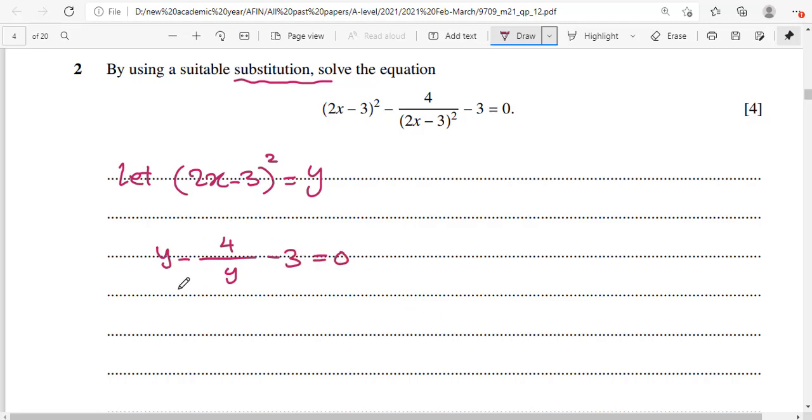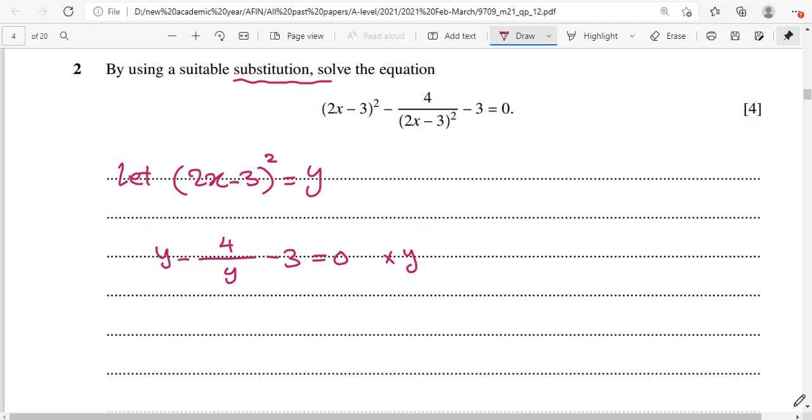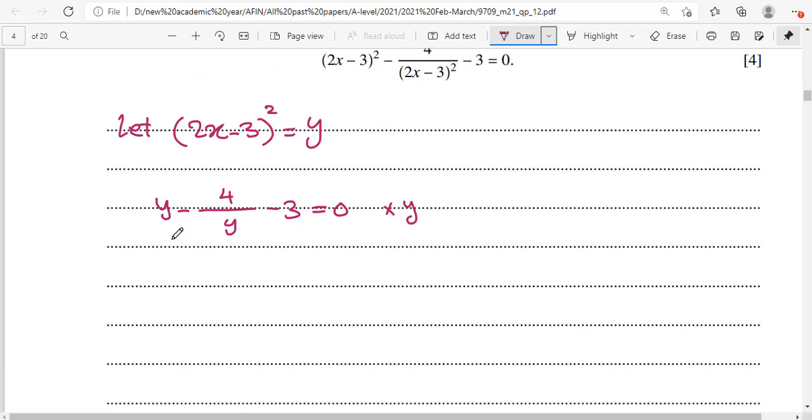Okay, in order to solve this, we need to have common denominators or multiply everything by y to avoid this denominator, to get rid of it. Then if we multiply everything by y, it will be y squared minus 4 minus 3y equals 0. Now it looks like a quadratic equation. Let's rearrange it and solve it with calculator. Y squared minus 3y minus 4. We just replaced them. We didn't take any of them to the other side. That's why their signs are the same.